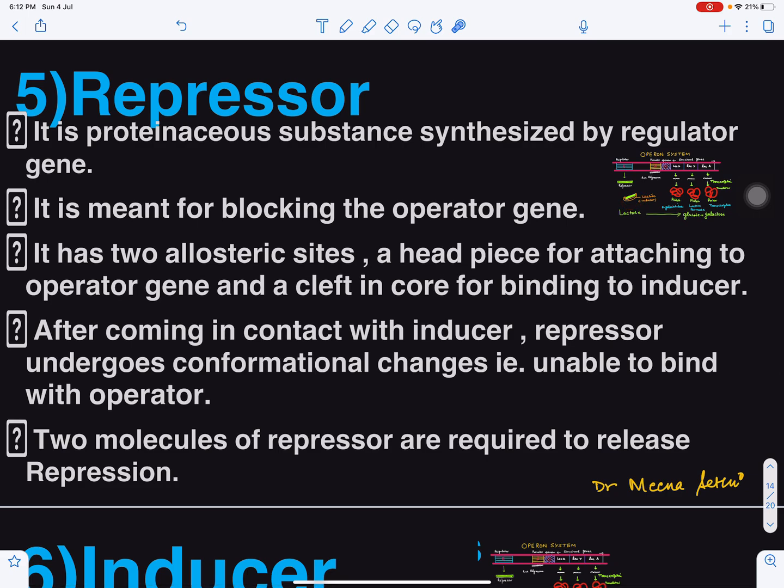And actually this repressor has two sides, one side for binding to the operator and the other side for binding to another repressor. So two molecules of repressor are required to release the repression.